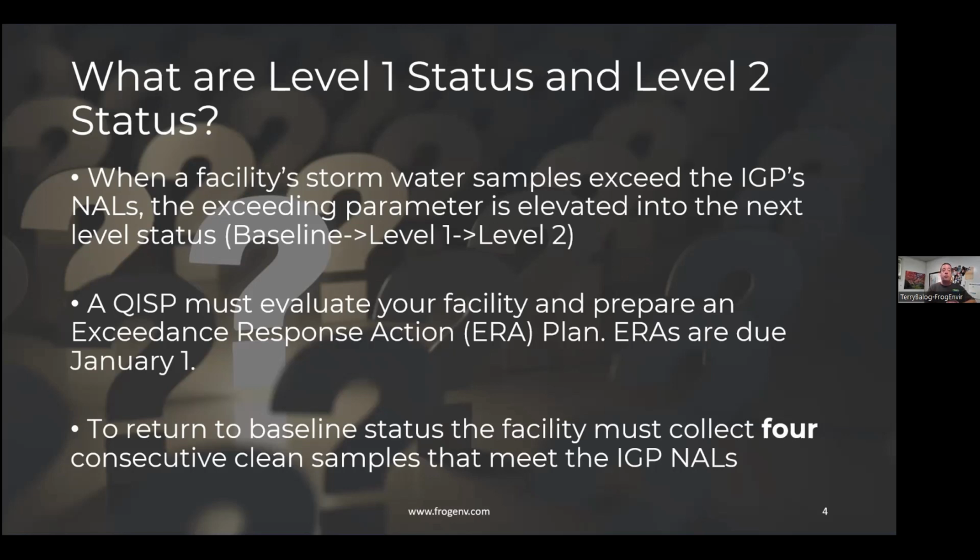Whether you're level 1 or level 2, once you hit that status, a QISP must evaluate your facility and prepare an Exceedance Response Action plan. These are always due January 1st. In order to return to baseline status after being level 1 or level 2, facilities must collect 4 consecutive clean samples that meet the IGP NALs. So you take your samples, you average them. If you're below, you drop back down. If you're above, you go to the next level.